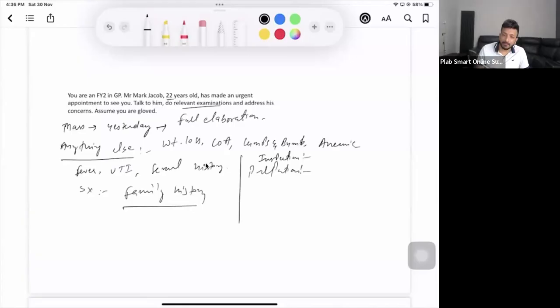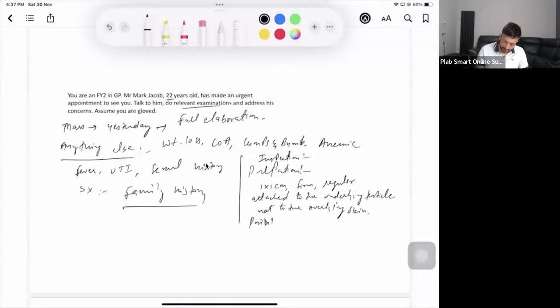So I found a mass on the anterior side of this testicle, which is 1 by 1 centimeter. It is firm in consistency. It is regular. It is attached to the underlying testicle, not to the overlying skin. It is not painful and not mobile as well. And it is not fluctuant. So this is what you got, right? All right, okay.